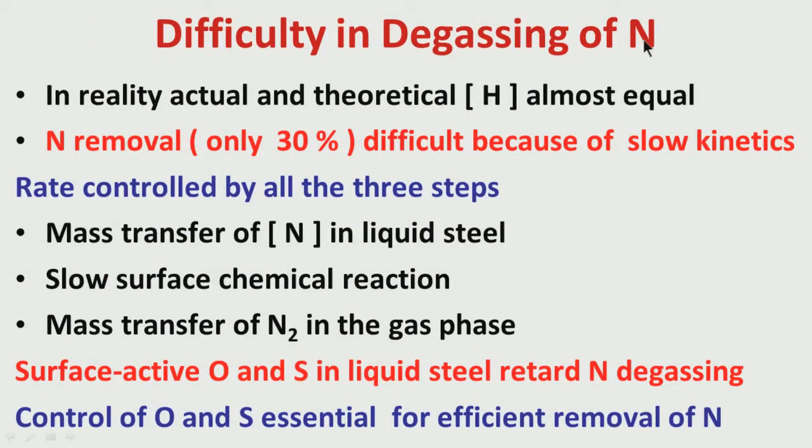there is difficulty in removing nitrogen because of these kinetic steps. All reactions involve several steps. Thermodynamically we can theoretically get to some values, but if we consider the kinetics, then we will get realistic values. So, from the kinetics we know that for getting a good amount of degassing, particularly for nitrogen, we must control oxygen and sulfur in liquid steel.